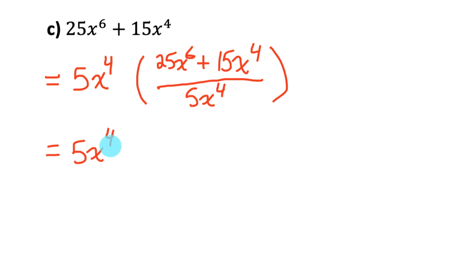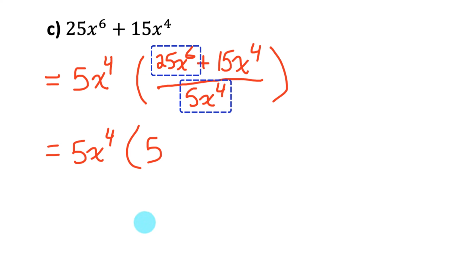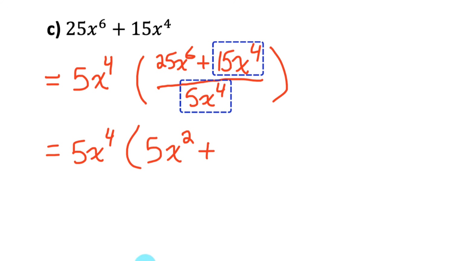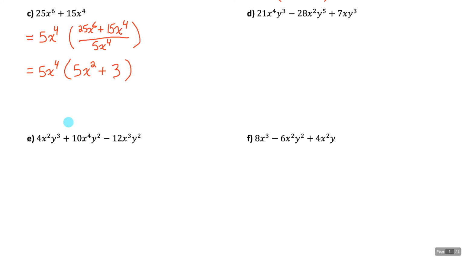So I'll leave my first factor, and then inside the brackets, let me simplify. 25x to the 6 divided by 5x to the 4. Well, 25 over 5 is 5, and x to the 6 over x to the 4, when I subtract the exponents, gives me x squared. Plus, my second term, 15x to the 4, being divided by my common factor of 5x to the 4. 15 over 5 is 3, and x to the 4 over x to the 4 is x to the 0, meaning the variable part of that term is gone. So that's it for part C. It's now in factored form.